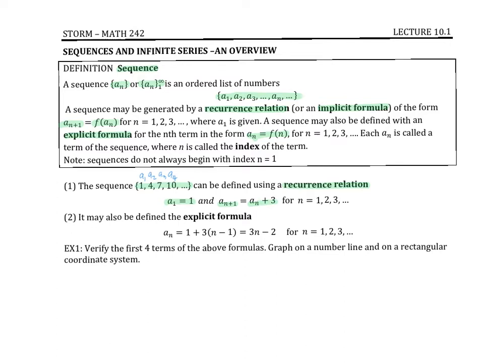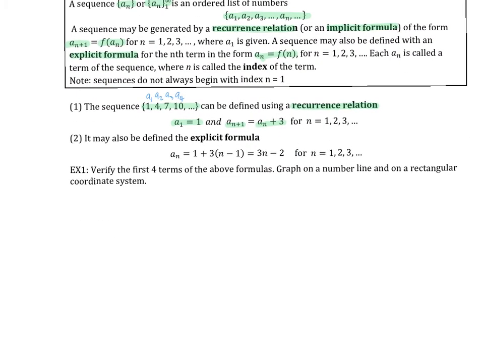So to get from 1 to 4, I add 3. From 4 to 7, I add 3. 7 to 10, I add 3. So the pattern is adding 3. So when you come up with formulas for your sequences, all you're doing is looking for patterns.